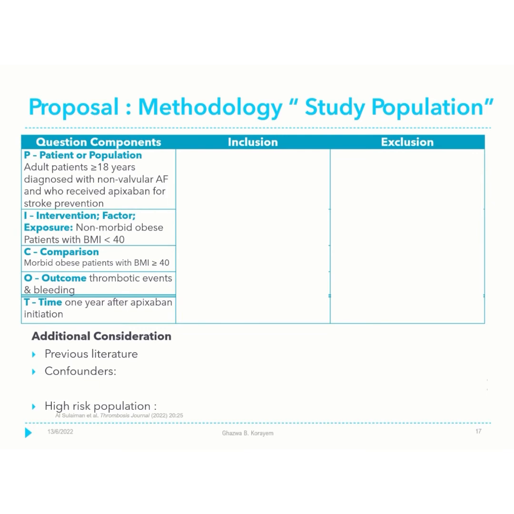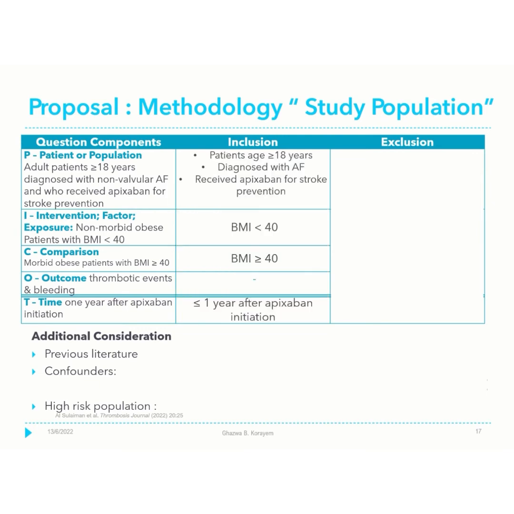So setting the PICO question, we know that we want to include patients who are at age of 18 or above, have a non-valvular AFib, so we want to exclude patients with valvular AFib, received apixaban for stroke prevention, so we want to exclude patients who received other than apixaban, or who received apixaban for other reasons other than stroke prevention.